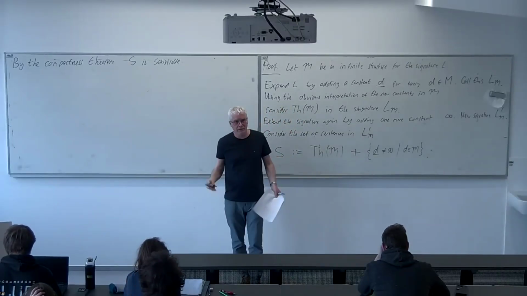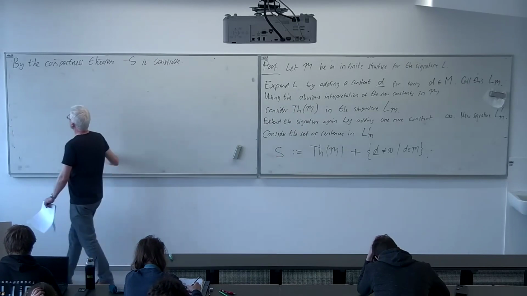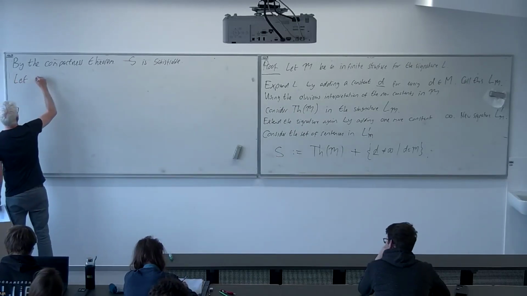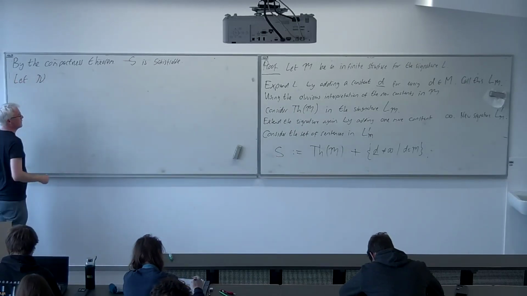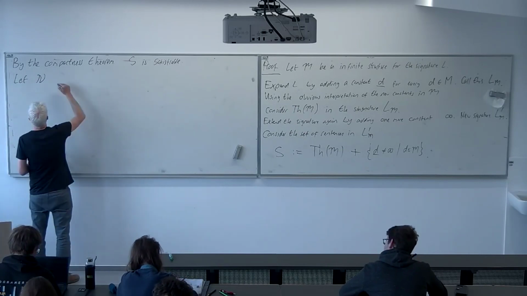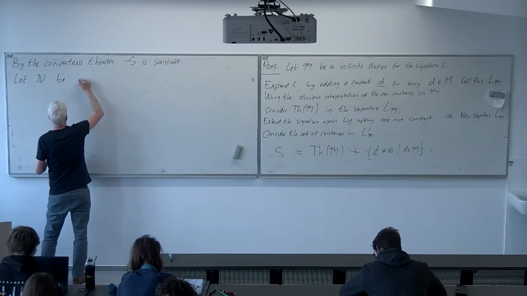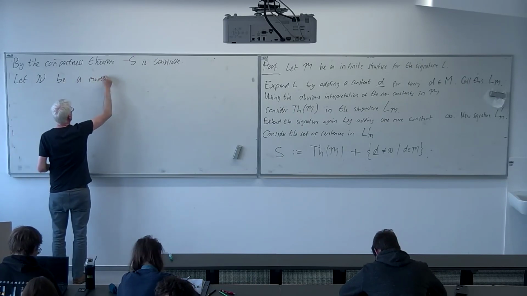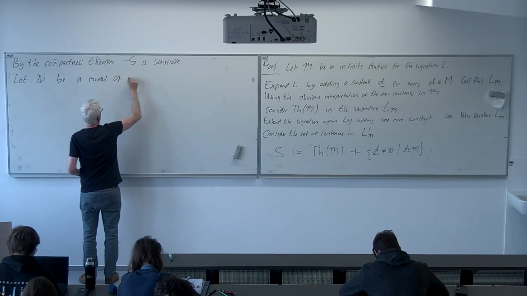So it has a model. That's what being satisfiable means. So that, well, we've used M and M prime, so let's go to curly N for a structure. Let N be a model of S.